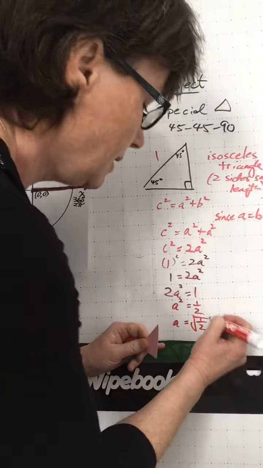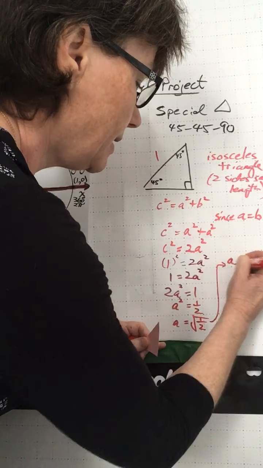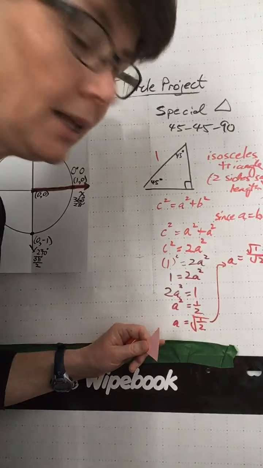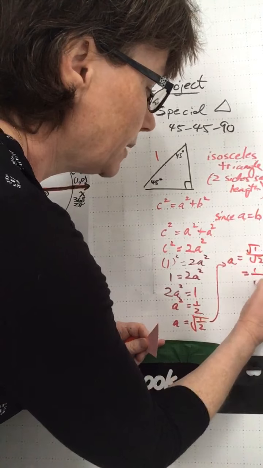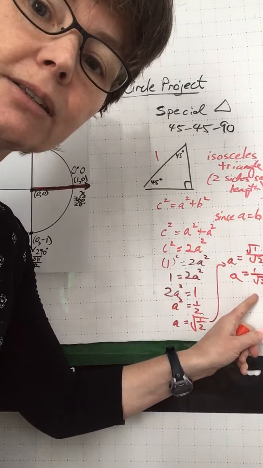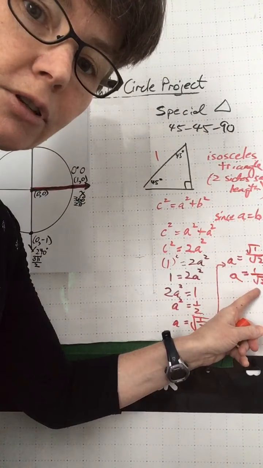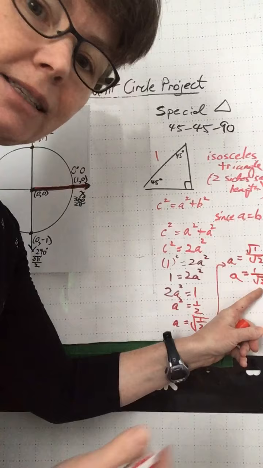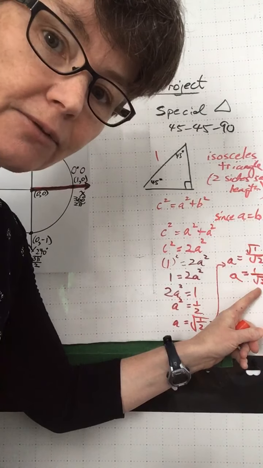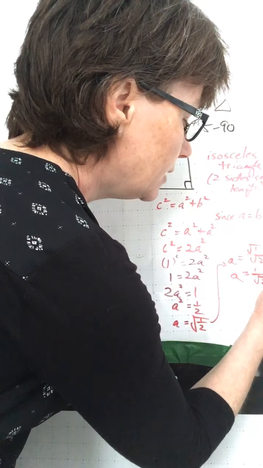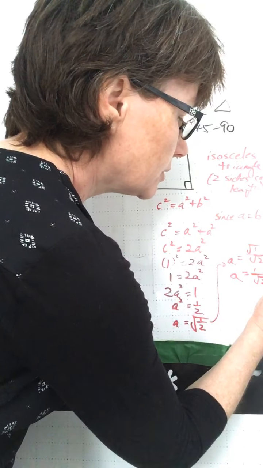Okay, what happens when we simplify that? a equals the square root of 1 over the square root of 2. The square root of 1 is 1. The square root of 2 we can keep like this. So this is a good length, 1 over root 2. It's an exact length. If we want to rationalize that denominator, which means get rid of the root sign in the denominator, we would multiply by root 2 over root 2.